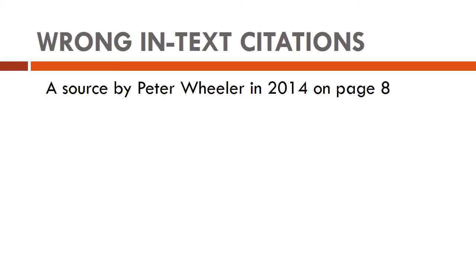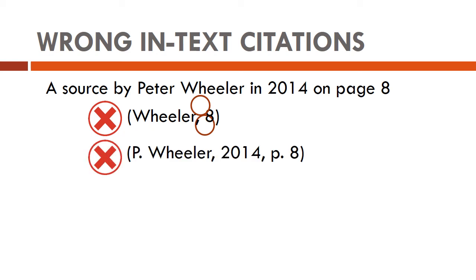Let's look at some incorrect in-text citations. Let's say we quoted something from page 8 from an article written by Peter Wheeler in 2014. And we wrote this as the in-text citation. It would be incorrect. We are missing two things. One, we are missing the year, and two, we're missing the P dot before the 8. If we wrote this for the in-text citation, it would be incorrect. The problem here is we put the first name's initial. Only include a last name in your in-text citation.